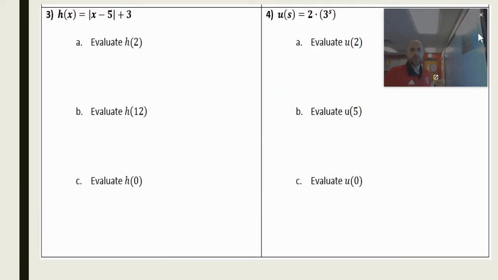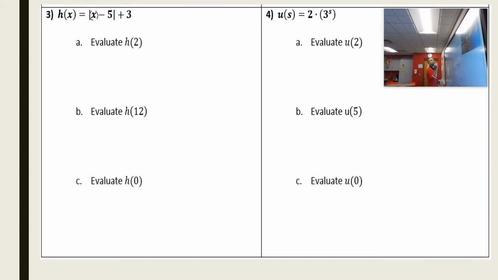Just remember to pause this video as you need to. I'm going to go through these again quite quick. So number 3, again, number 3 and 4 have two different looking type functions. So just again, be aware of how we're setting these up and how we evaluate and ask questions when you need to. So for number 3, h of x, again, you are plugging in.